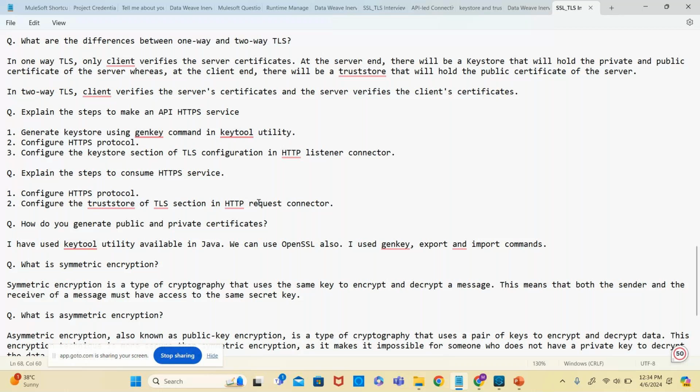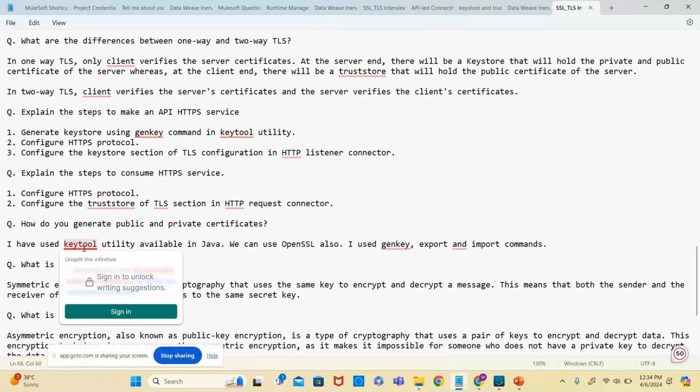How do you generate public and private keys, private certificates? You can tell I have used the keytool utility available in Java. We can use OpenSSL also. There is some other way. Okay. I use the keytool export and import commands.